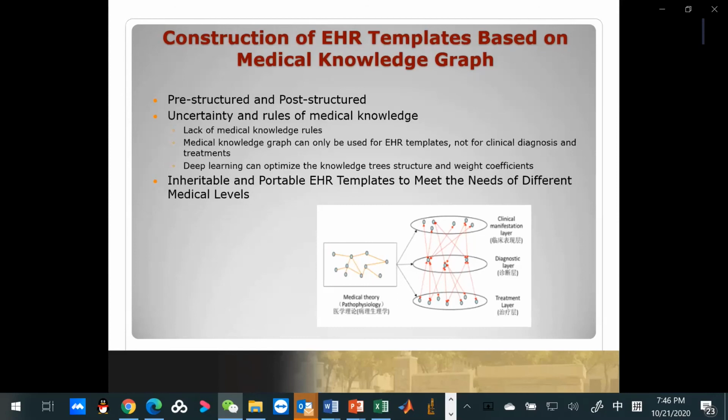The portable template means that it can be transplanted from one hospital to another hospital, which needs more standards for clinical findings, diagnosis, and treatments. Medical knowledge graphs recognized by most clinical doctors.